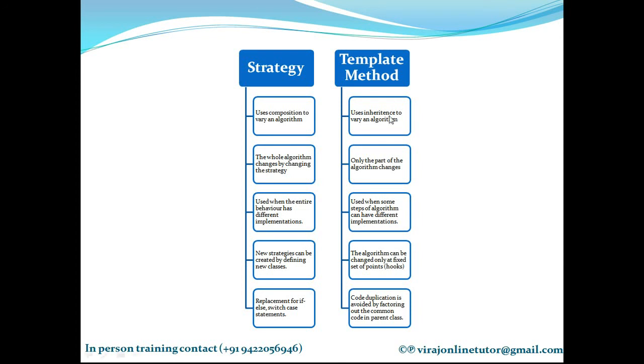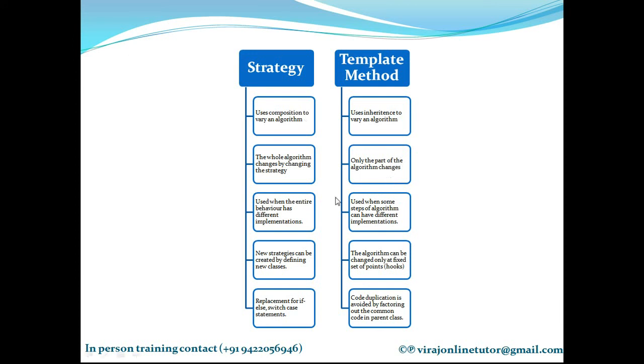But in template method, you have to use inheritance to vary the algorithm. In strategy pattern, the whole algorithm changes by changing the strategy. Either you can use bubble sort or shell sort. You have to use one of the algorithm. Whole algorithm changes if you are planning to change your strategy. But in template method, only part of algorithm changes. We have seen in the previous example, only the max limit step changes depending on whether it's a normal account holder or a power account holder.